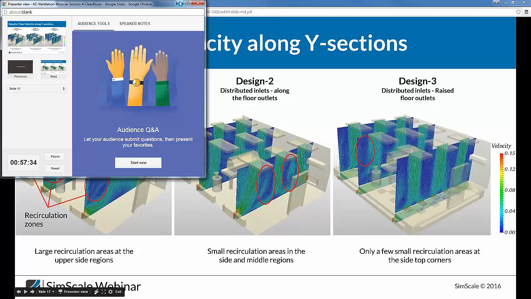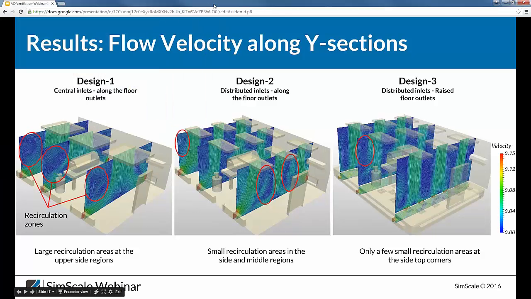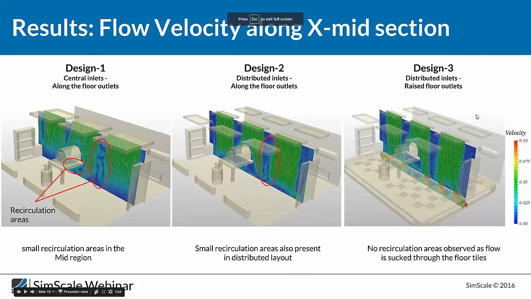Now, sorry for that, let's go to our next slide. In this case, we again look at the flow velocity, but in an X section. This time, this section is placed in the middle of the domain. Or I think, yeah, in all three of the cases we have the flow velocity in the X section in the middle of the room.